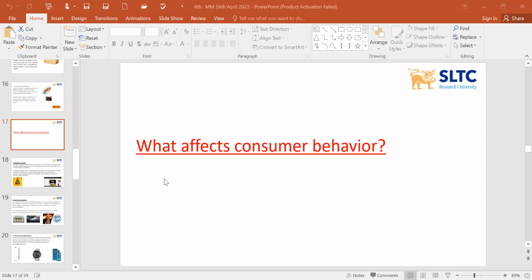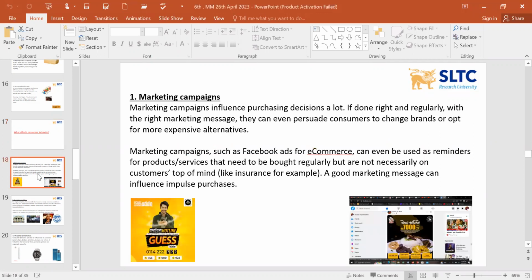Okay, what we did previously was we studied what affects consumer behavior, and starting from there, we looked at what affects consumer behavior in terms of marketing campaigns. Marketing campaigns affect the consumer decision a lot. If done right and regularly with the right marketing message, they can even persuade consumers to change brand or opt for more expensive alternatives. So what that means is that if marketing campaigns are executed strategically, they will influence consumer purchasing behavior.